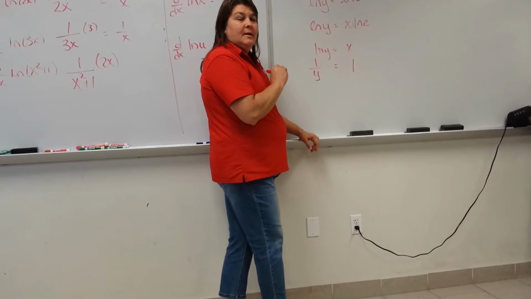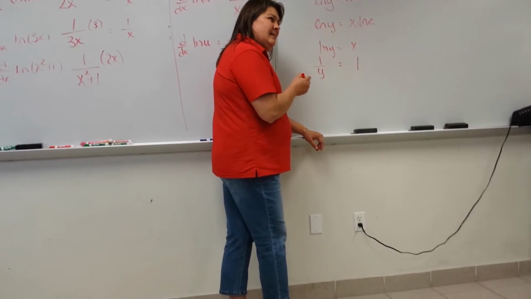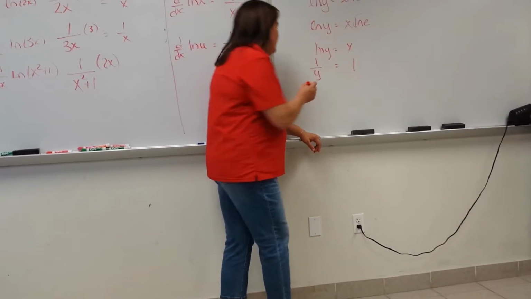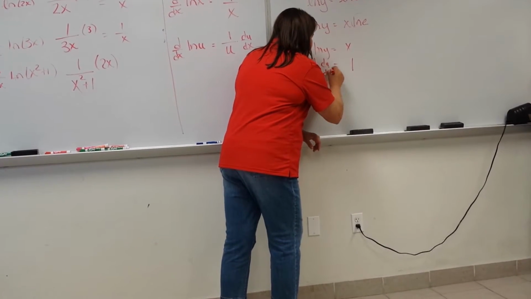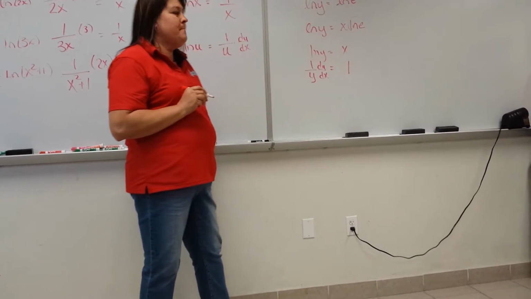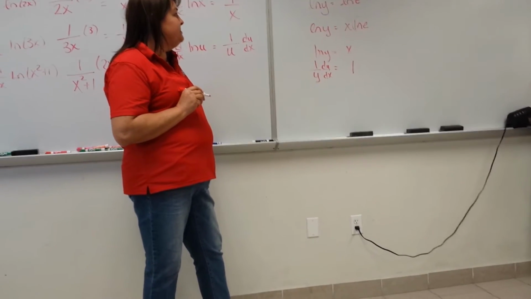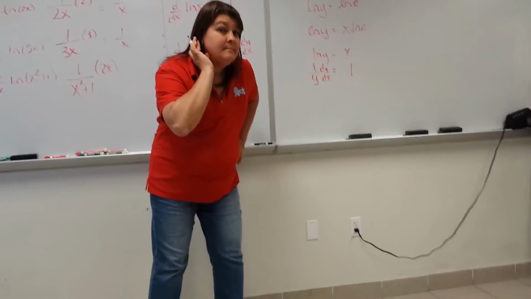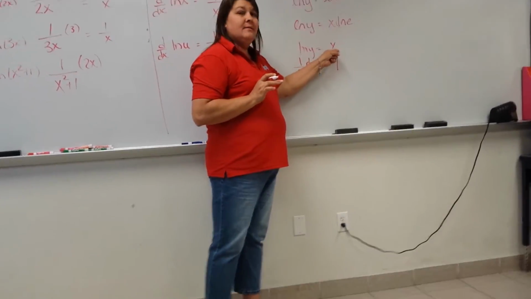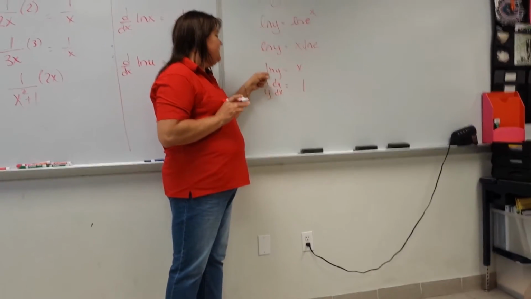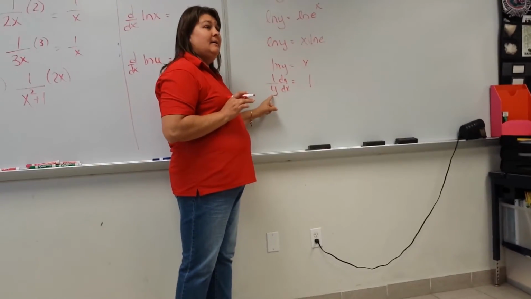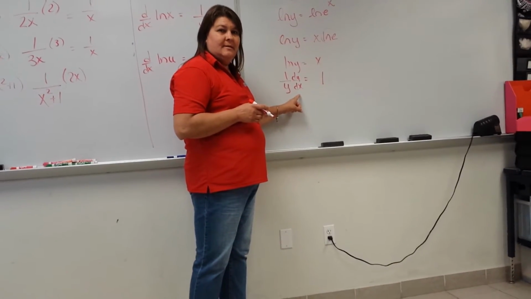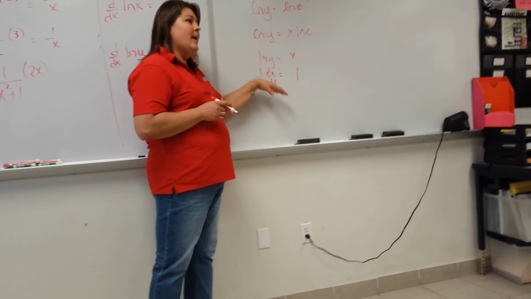And then times what? How do I say the derivative of y? dy over dx. Good. We're on a roll. Did we take the derivative of x? What's the derivative of x? 1. What's the derivative of ln of y? 1 over y times dy over dx, with respect to x.